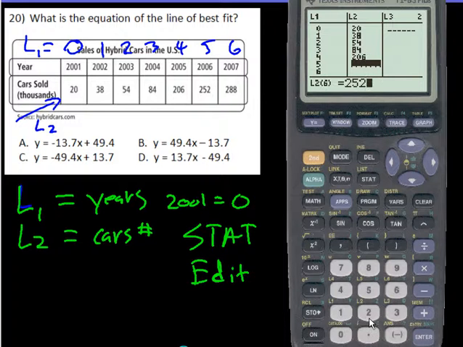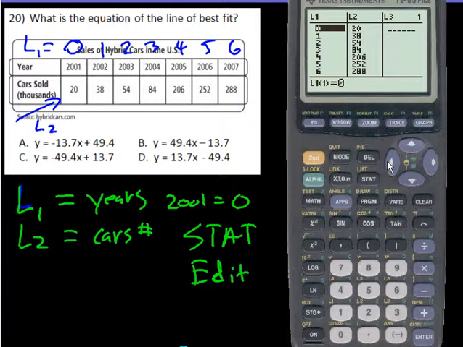252, and 288. I cannot stress the importance of checking your lists before you move on, because once you get that regression equation calculated, you're not going to want to go back and check to see if you put it in right. Okay, you might if you don't get the right thing, but then you're going to be confused and think, I did it right. So check before you do the next step.